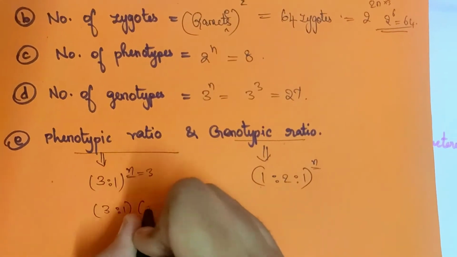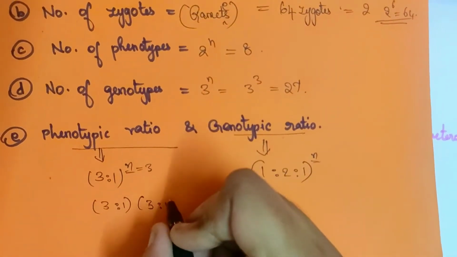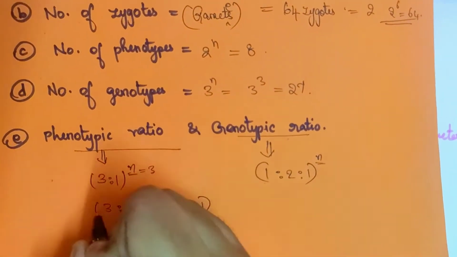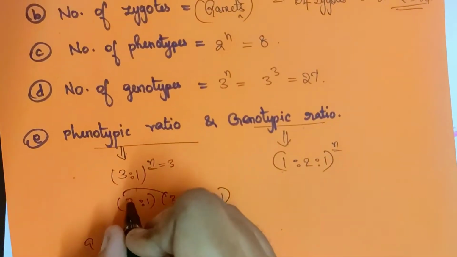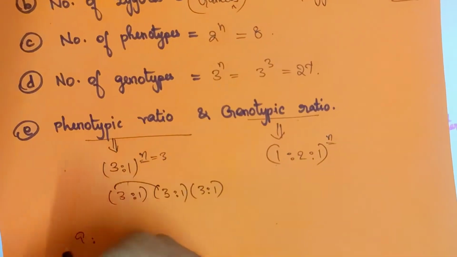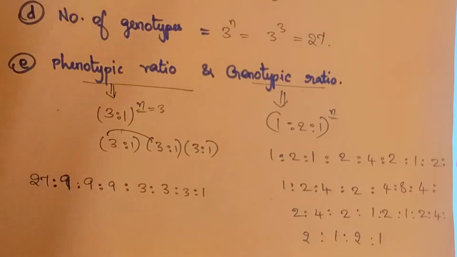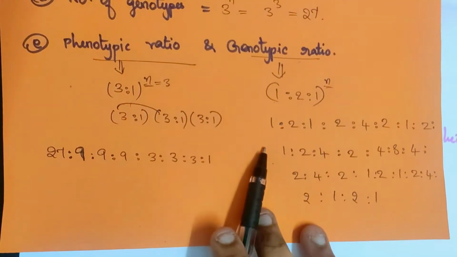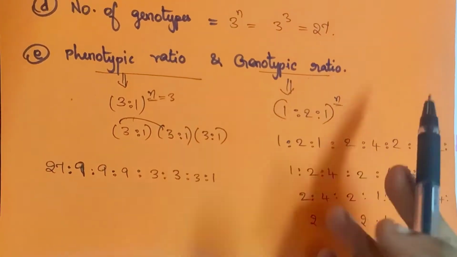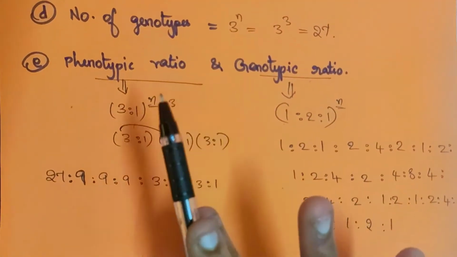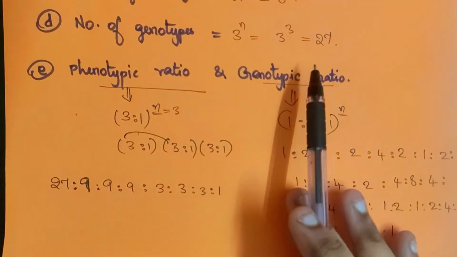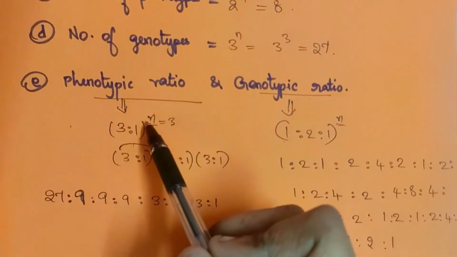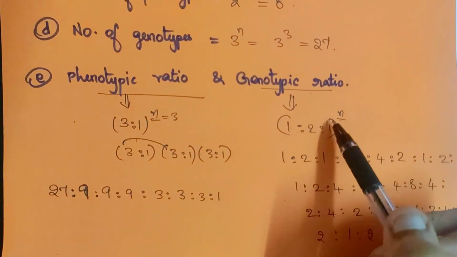3:1, 3 times you have to put like this. 3:1 into 3:1 into 3:1. If you multiply this, first 3 3s are 9, then again with this 3 you have to multiply everything. On multiplying you get like this. See, this is a very big ratio, so most probably they won't ask you. But when they ask, they will mostly ask for the dihybrid ratio, so that you can easily find and write with this formula. 3:1 power n, 1:2:1 power n. Like this you can do.